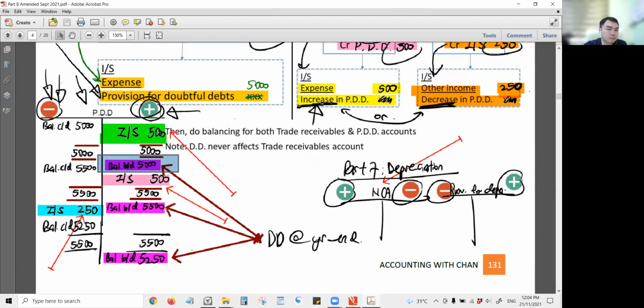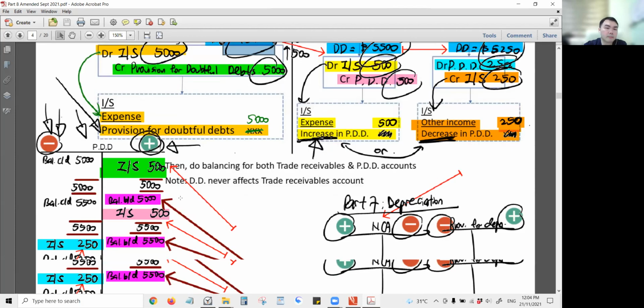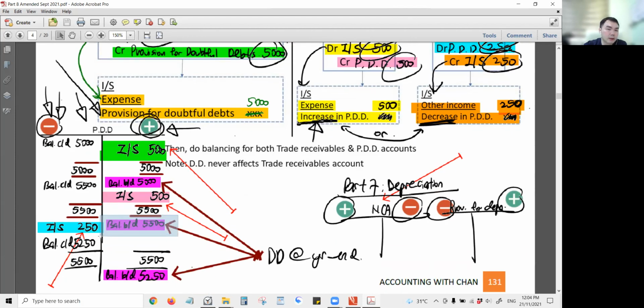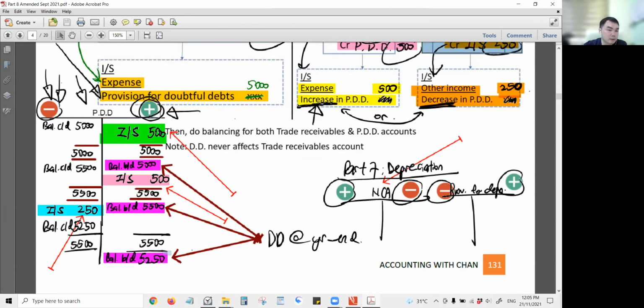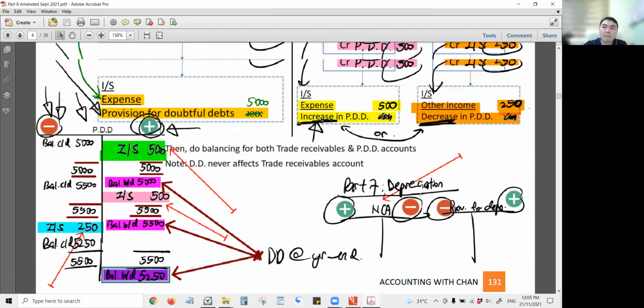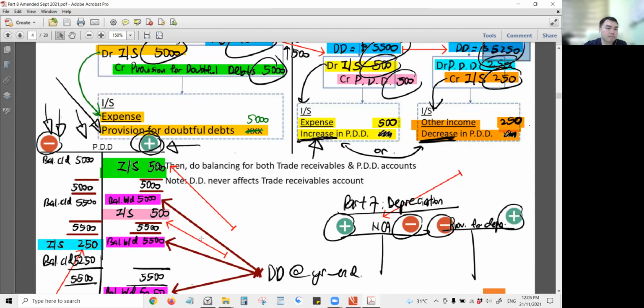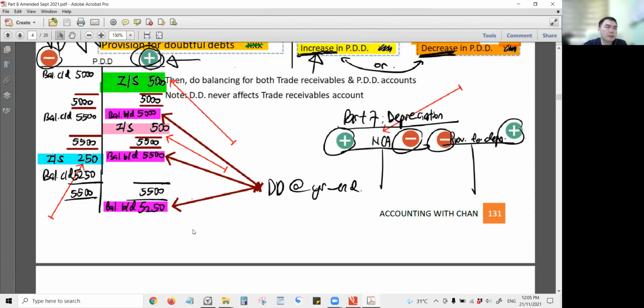Then all the amounts next to the balance PDD, they are the doubtful debt at the year end. First year doubtful debt is 5,000, as written here. Second year end doubtful debt is 5500, as written here. Third year end doubtful debt is 5250, as written here. So remember amounts next to the IS, they are the increment or drop. Amounts next to all the balance PDD, they are the doubtful debt at the year end. Okay, with this, now let's try the question.